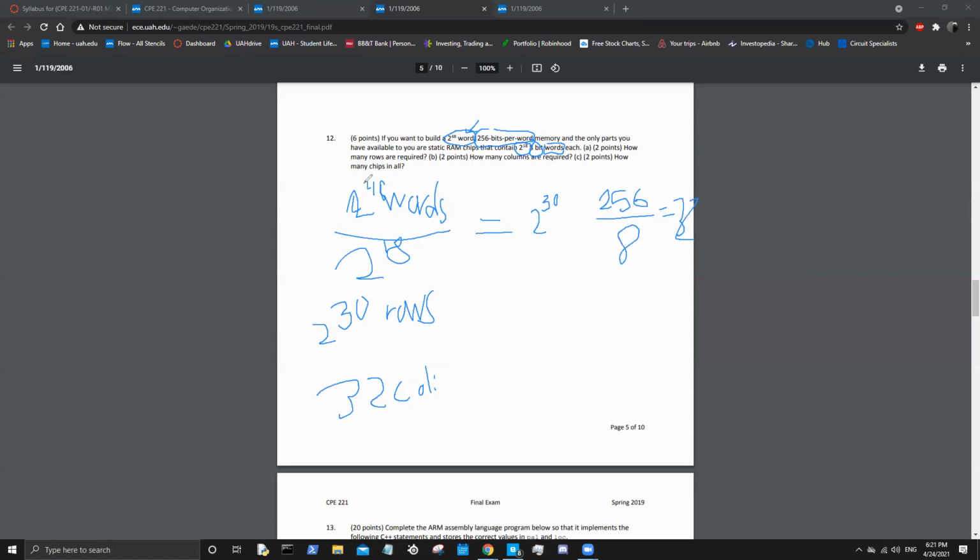And the last thing is how many chips in all. So in order to calculate how many chips in all, we just multiply these things together. So 2 to the 30th times 32 is equal to 2 to the 35th power. Big numbers. So this is what happens. And the total answer for part C, this is the amount of these static RAM chips that you need in order to have this system.